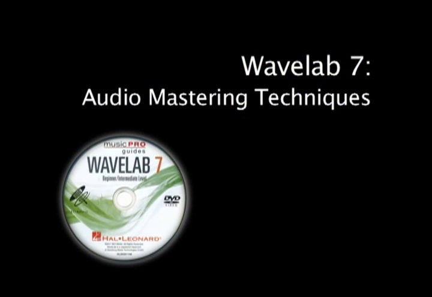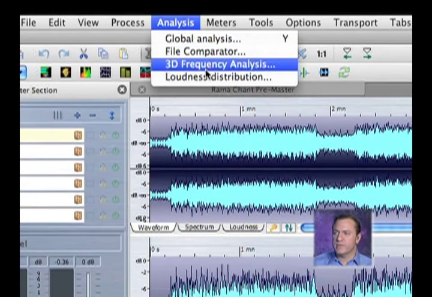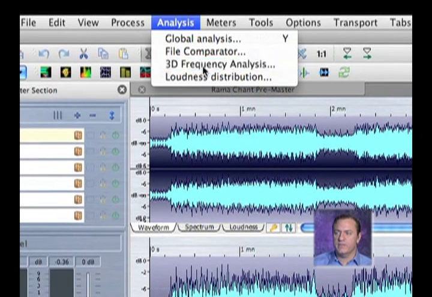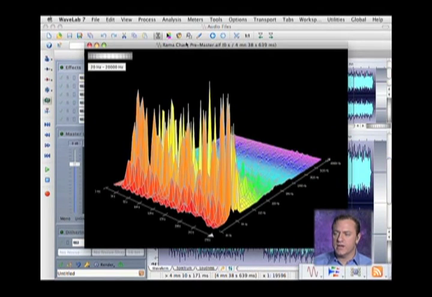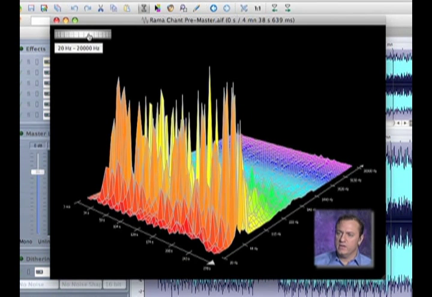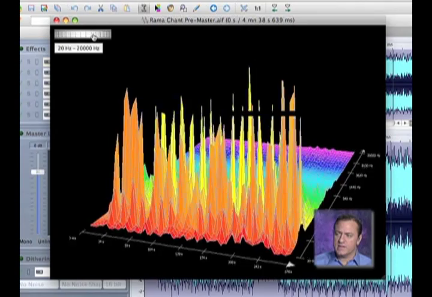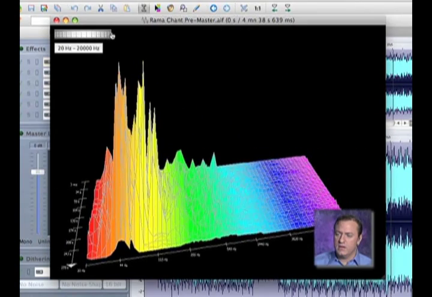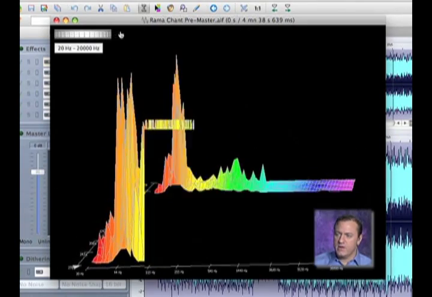Let's go ahead and look at, I want to show you this one, the 3D frequency analysis. This is really awesome. This shows us a 3D image of the song. So I can grab this wheel and spin it. Now notice it says 20 hertz to 20,000 hertz, or 20 kilohertz. So as I spin this, I can get a 3D version of what my song looks like.